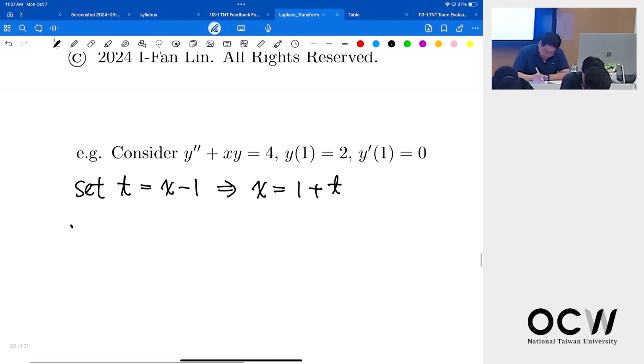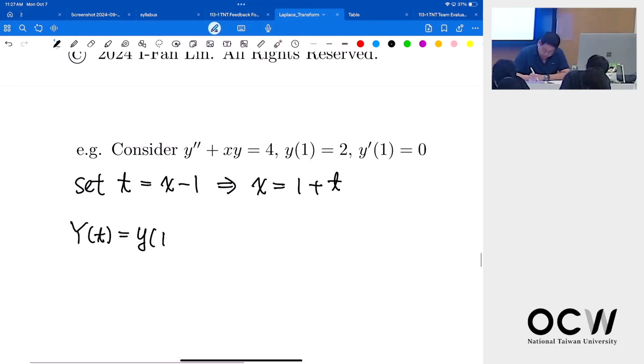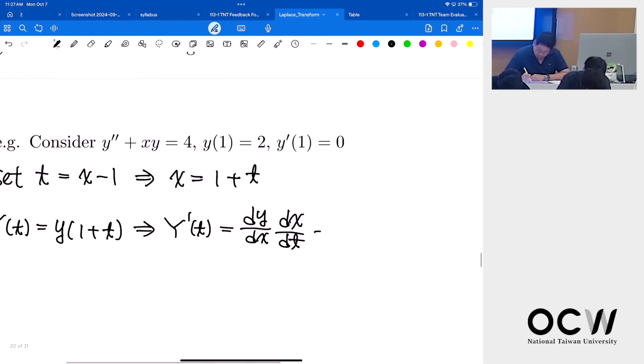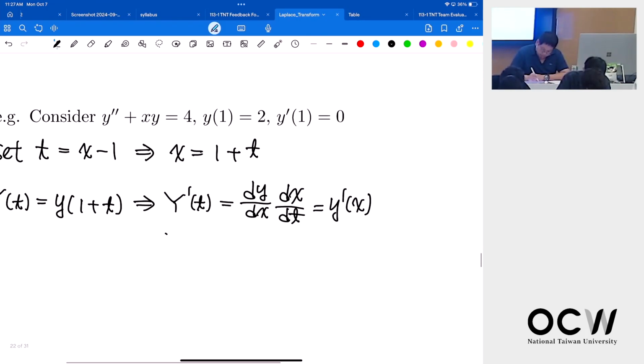So let's see, this capital Y will be the lowercase y of 1 plus t. Then your y prime will be dy over dx times dx over dt. That's the chain rule. We have y prime of x. And then y double prime will be lowercase y double prime of x.